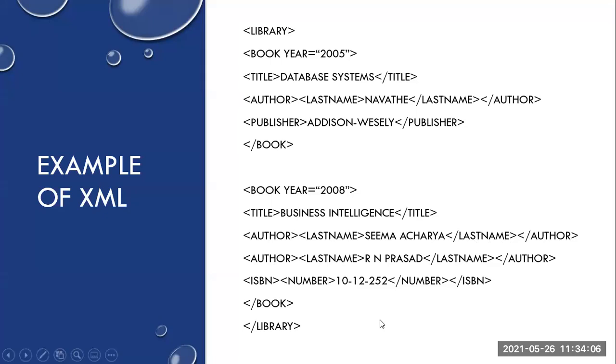And ISBN, yes, one more piece of information is available. Number 10, 12, 252, the normal ISBN number for the book will be there. Number and ISBN closing tag. And complete your book. The second book has been completed, and the main library, which was opened here, is also completed.